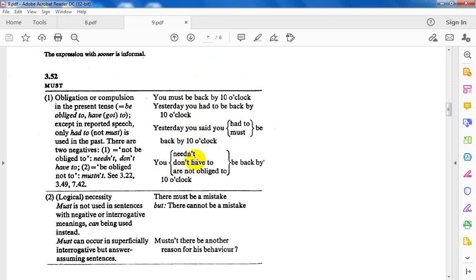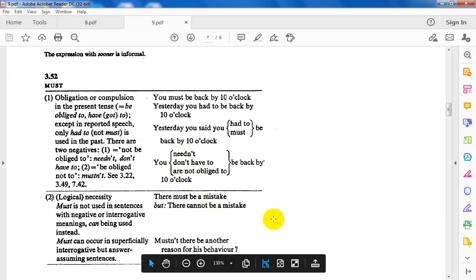Here you needn't be back. Here it is what? The negation or the negatives of must. You cannot use mustn't, by the way. Either you say you needn't, or you say you don't have to, or you say you are not obliged to, which means must not.